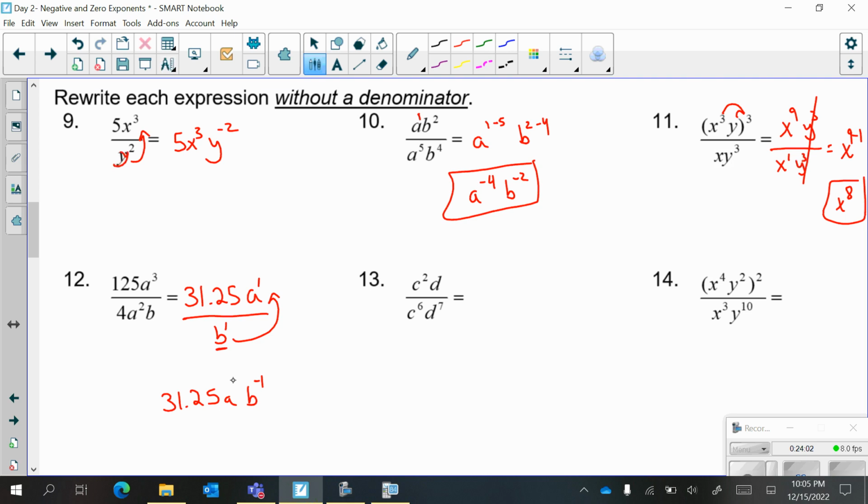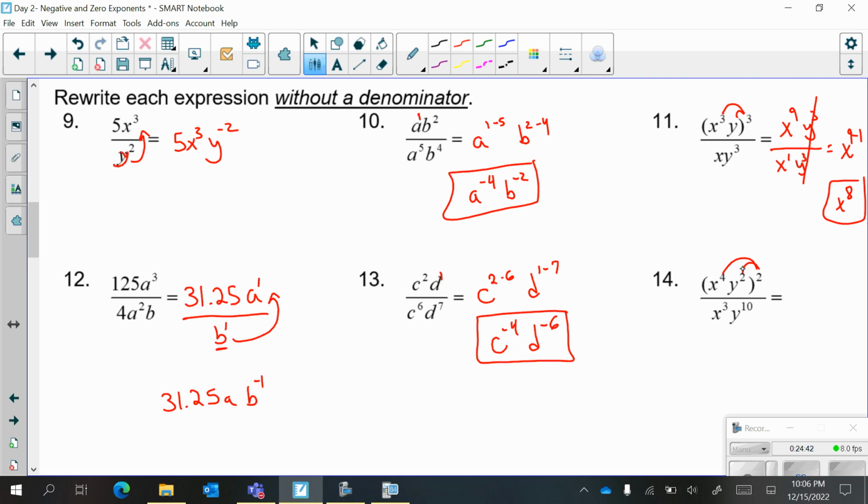Okay, 2 more. For the next one, we have 2 minus 6, which is c to the negative 4. Then we have d, 1 minus 7, is d to the negative 6. All right. But those are negatives, so they need to become a fraction. Actually, no, they don't need to become a fraction. I'm so used to writing this without negative exponents, but it says without a denominator, so I guess we're done. Easy.